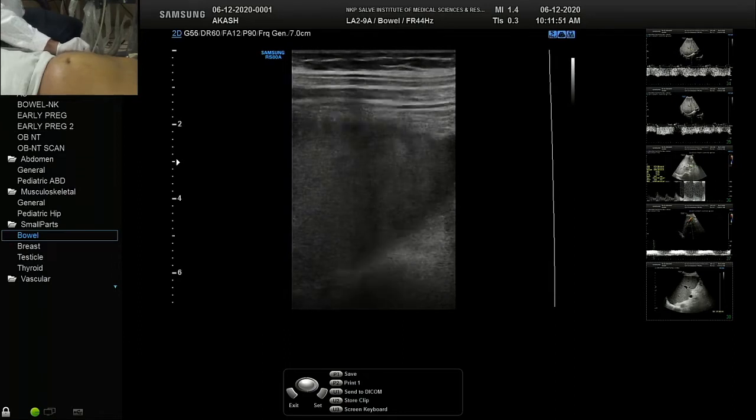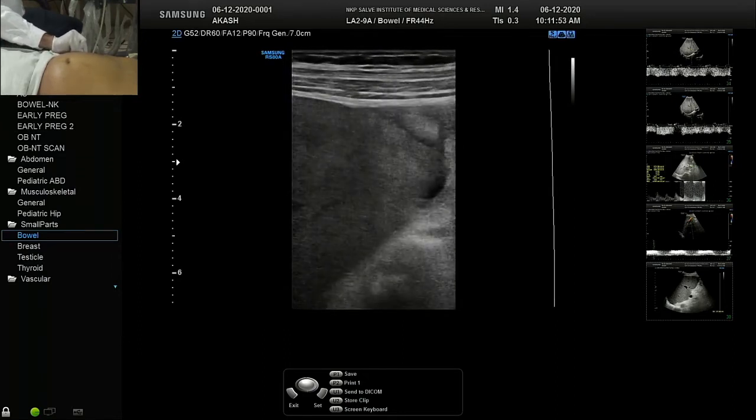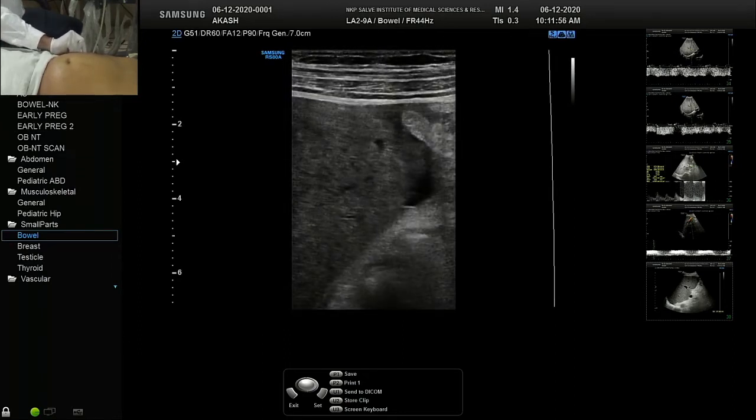As I said, the presence of ascites is good for us to see the nodularity.